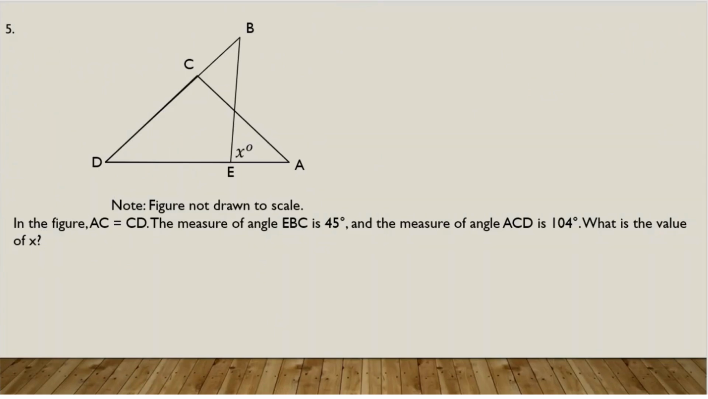Let me see what this question says. AC is equal to CD, right? So AC equals CD. Now the measure of angle EBC is 45 degrees, so angle B is 45 degrees. Now the measure of angle ACD is 104 degrees. Which one is ACD? This one. Sorry, 104 degrees.